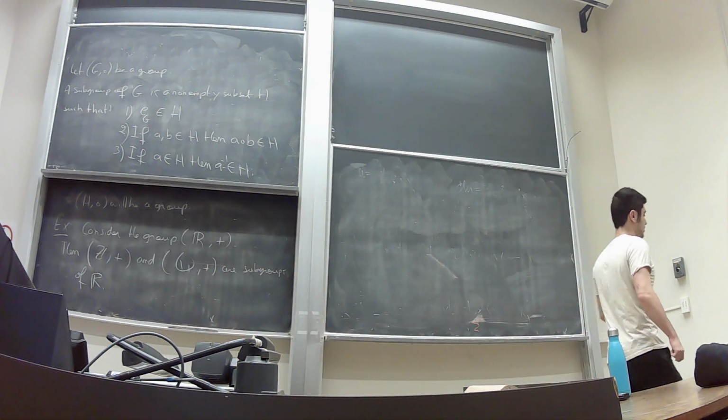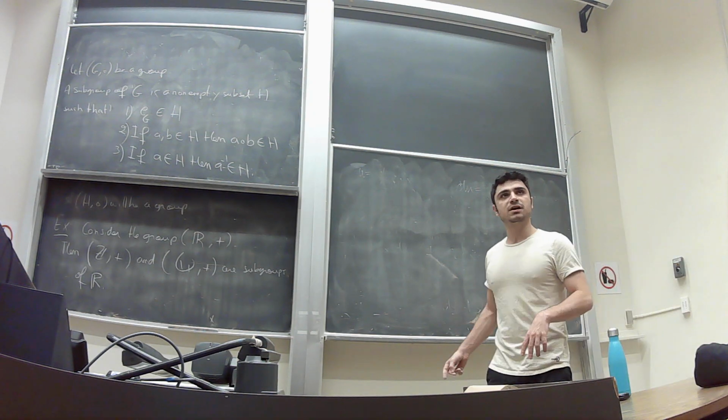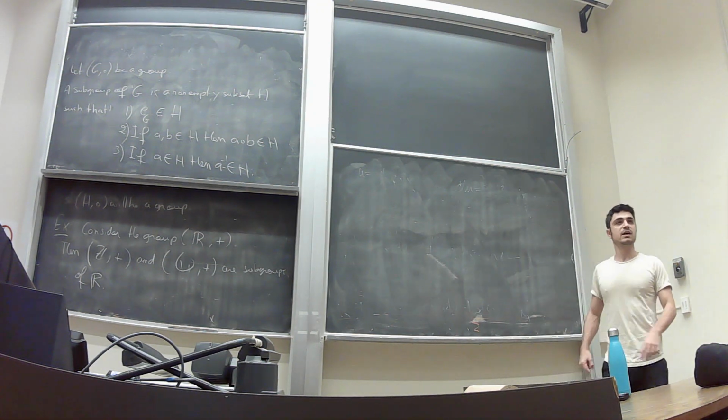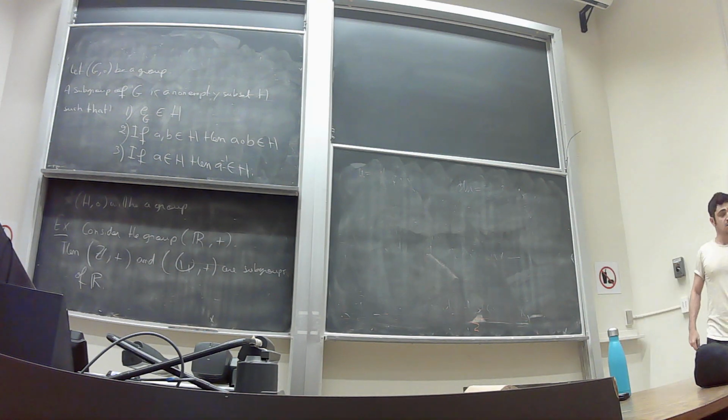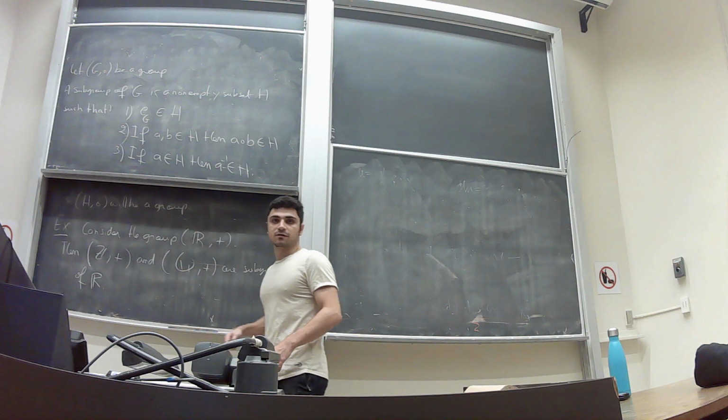Look at the third property. If a belongs to Z, what is the inverse of a under plus? Minus a. If a belongs to Z, then does minus a belong to Z? Yes. So Z is a subgroup of R. And Q is a subgroup of R.